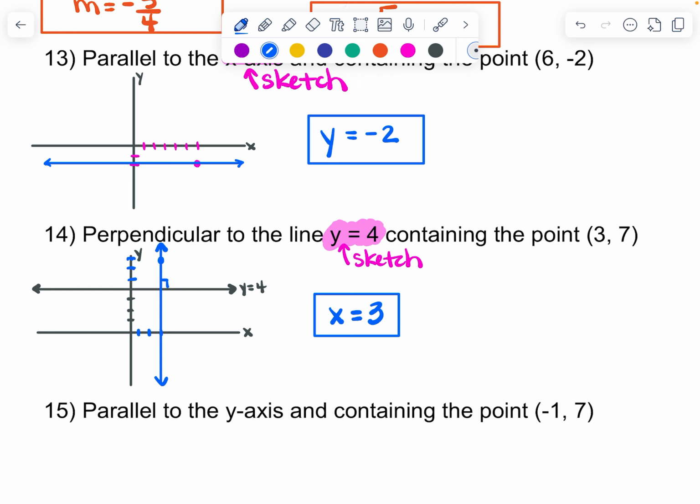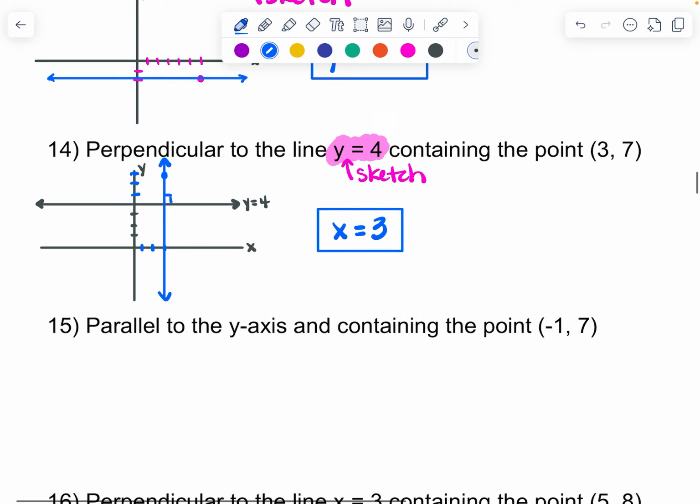I don't need to do any fancy work, and I actually can't do any work because remember, x equals 3 is not even a function, right? So I wouldn't even be able to do any work. I have to kind of understand the sketch behind that.